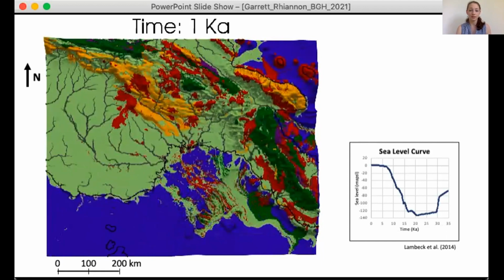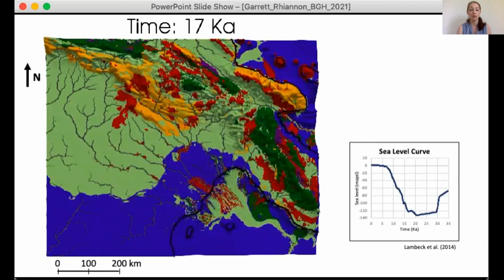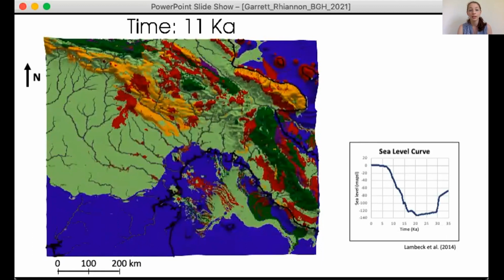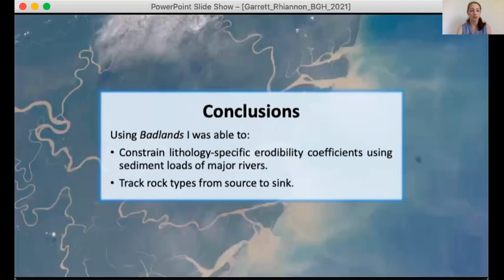So sedimentation patterns and composition in the Western Gulf are strongly influenced by both the upslope distribution of surface lithologies and the glacioeustatic cycle, with partitioning of continental slope deposition at low stand, but mixing of river sources during marine transgression. So in conclusion, using Badlands, I was able to constrain lithology-specific erodibility coefficients using the sediment loads of the major rivers, and I then used Badlands to track rock types from source to sink. Thank you. And are there any questions?